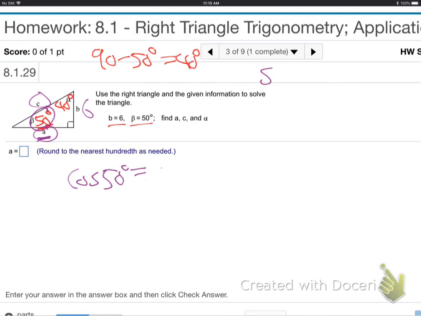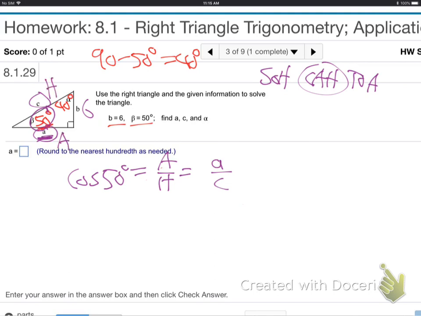Remember SOHCAHTOA? Let me write it up here again. SOHCAHTOA. Cosine is adjacent over hypotenuse. That would be adjacent, little a, over hypotenuse. See, I wouldn't know either one of those. I'd have two unknowns. I can't do anything with that. You see the problem? This is the adjacent side. This is the hypotenuse. This is the opposite side from the 50-degree angle's perspective.